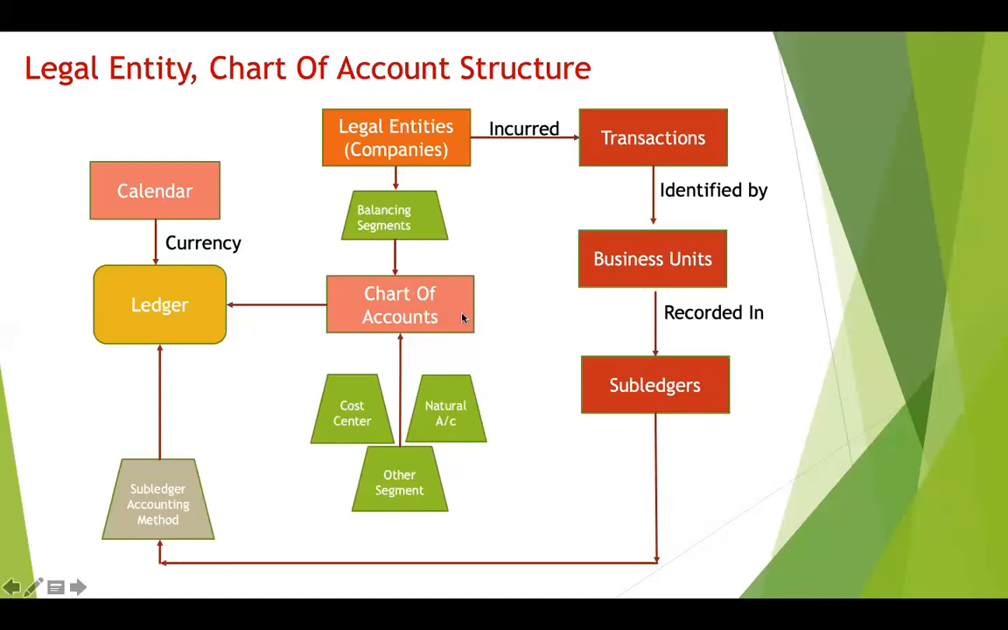Like this chart of accounts: first segment is the company, the legal entity, under that the division, under that the cost center, under that the natural account, then other segments. This combination is derived using the subledger accounting method, which is linked to the ledger. That is the overall high-level concept of the legal entity and chart of accounts. We will go much deeper in the next few sections, but this gives overall high-level information about the important terminology used in the financial cloud.